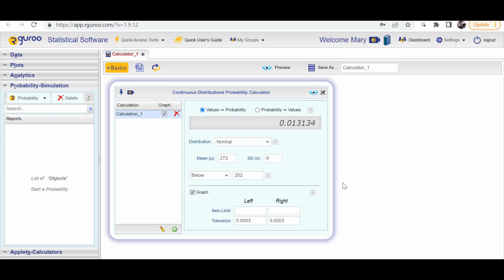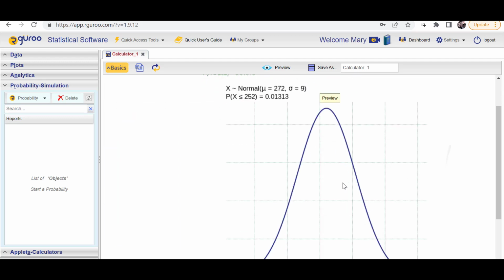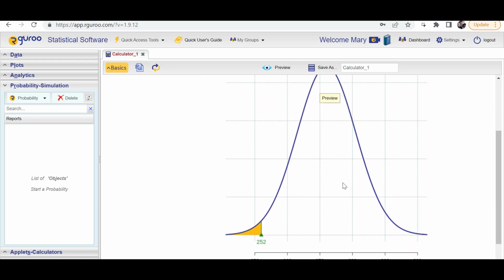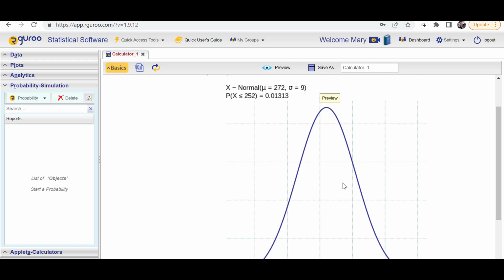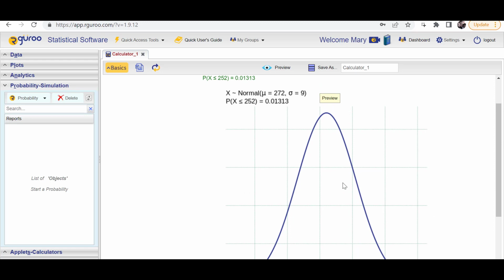Now, I do like to do the graph. And the reason is because it really helps me to check. I can see the direction that the shading happened. So I can see that the shading is happening to the left of 252. And if you look above it, you can see it says P(X) less than or equal to 252. So we're saying that less than 252 would be 0.01313. I believe the numbers didn't go out quite as far for rounding purposes as when we didn't graph it, but it does still go out pretty far.